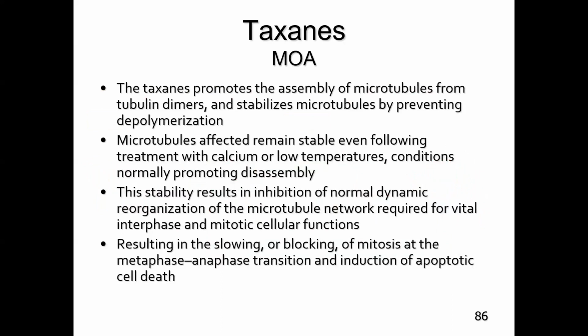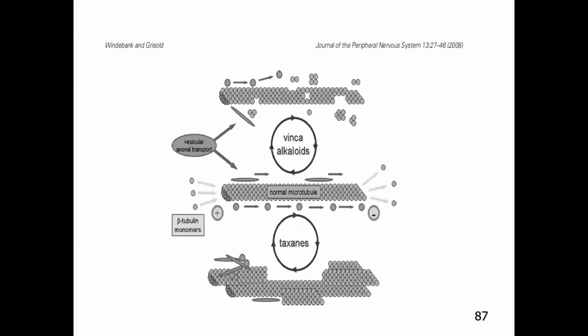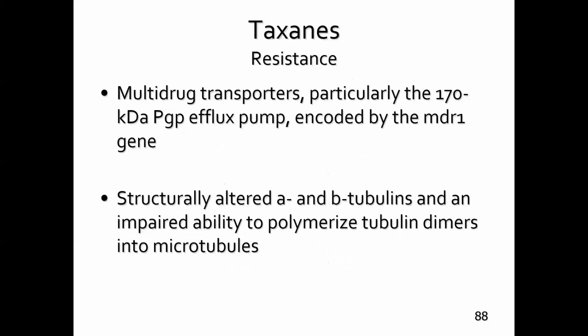So taxanes promote the assembly of microtubules from tubulin dimers, so they form this stable structure, so you can't go to mitosis. And these tubules remain stable even in situations when they shouldn't, when they should dissociate. So stability basically leads to the stopping of mitosis and then apoptosis. So this is just a schematic at the bottom. We won't detail here, you can look at it later.